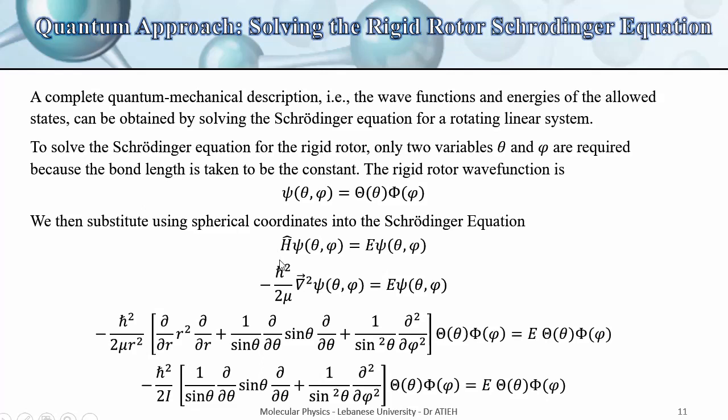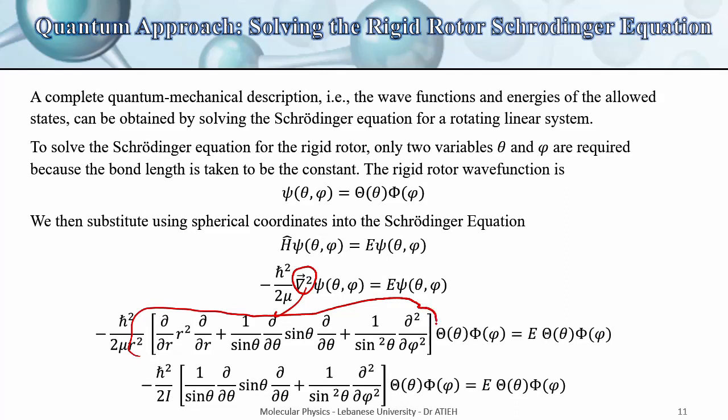Because our molecule is found in no potential, the only part of the Hamiltonian that is left is minus h bar squared over 2 mu nabla squared. Mu is used here to represent the reduced mass of the molecule, as if we have a single particle of mass mu. Now let's complete the substitution. We are going to substitute nabla squared with its value in spherical coordinates. So here it is.